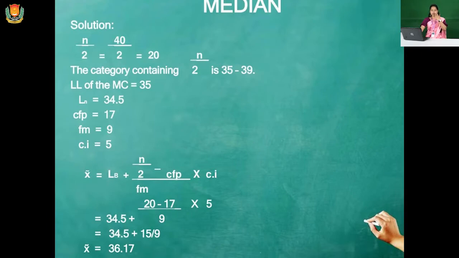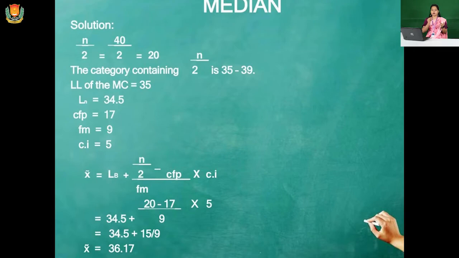So by that you will get the cumulative frequency, and the class interval is basically the difference between the upper class limit and the lower class limit. That is 5, it is given over here. So we are going to put all those values into our formula, with 34.5, which means we have already calculated our lower limit.